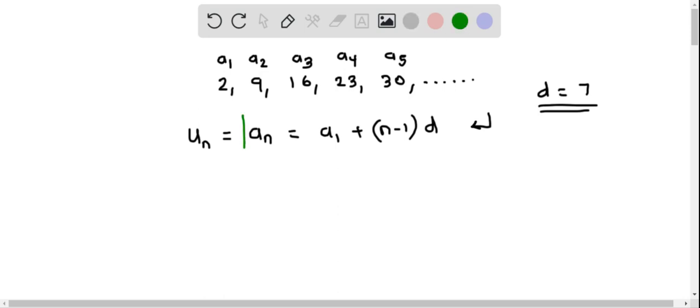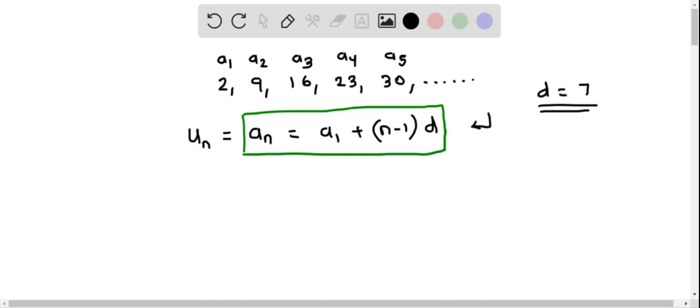So let's focus only on this equation, that is an. I'm going to write this as an, and this equals a1, the first term, so I replace a1 by 2, plus n minus 1 times d, the common difference. We determined d equals 7, so let me replace d by 7.